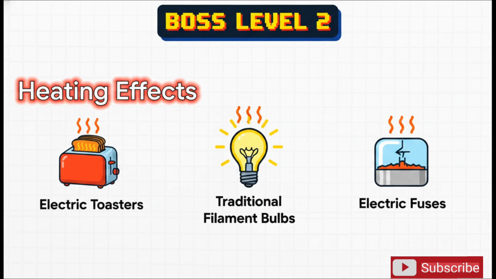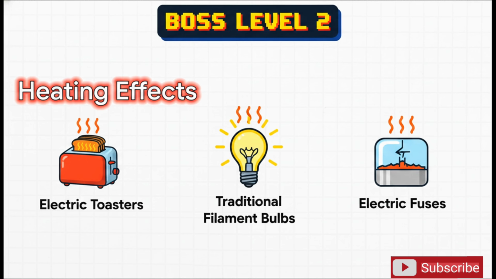Okay, we've officially reached boss level 2, Joule's law of heating. See, electricity doesn't just flow around, it does actual work, and sometimes that work involves battling against resistance, which generates heat. But here's the cool part. This isn't just a byproduct, it's something we intentionally harness. Like for breakfast. Think about an electric toaster. It purposefully uses high-resistance wires to generate enough heat to crisp your bread.